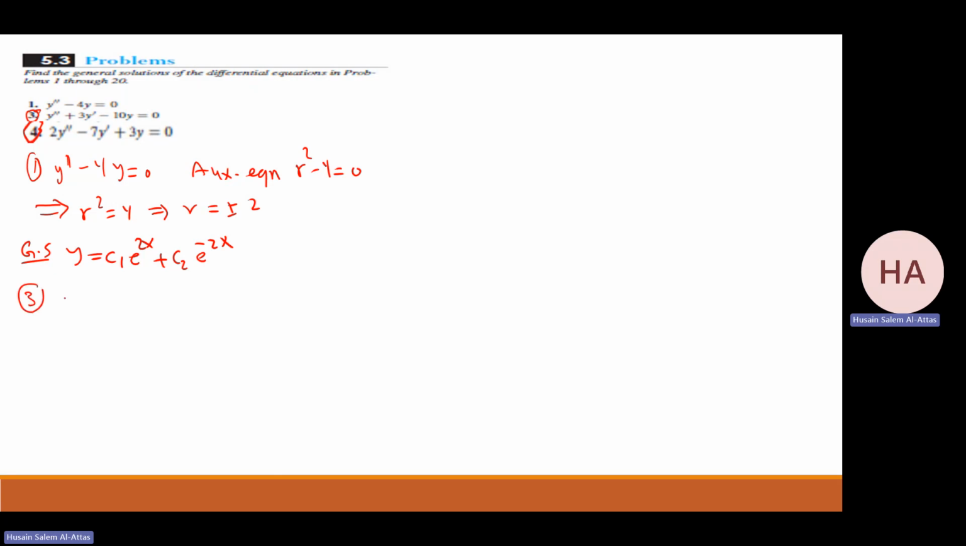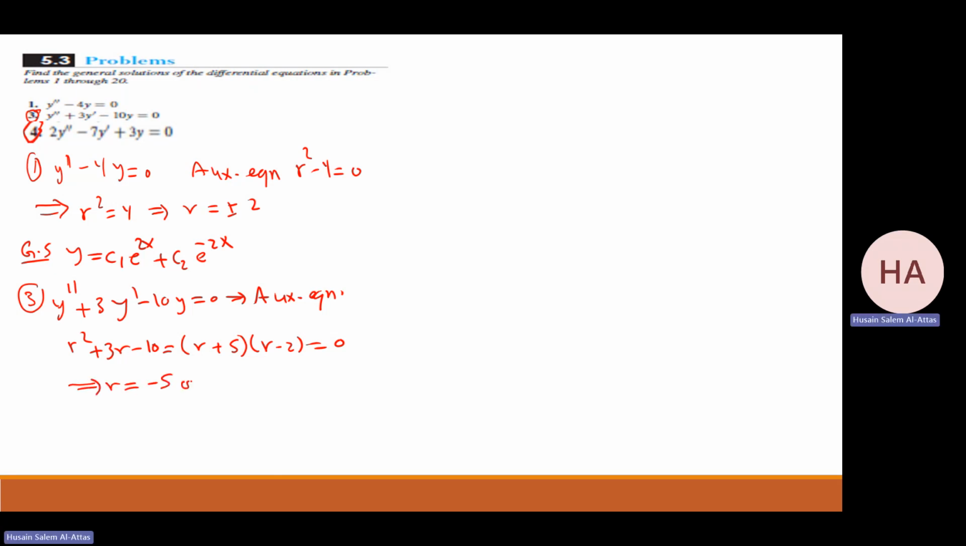Question number 3. y double prime plus 3y prime minus 10y equals 0. So what's my auxiliary equation? r squared plus 3r minus 10, which I can factor: r plus 5, r minus 2. So I have r equals minus 5 or r equals 2. General solution, y equals C1 e to the minus 5x plus C2 e to the 2x. These are easy ones.